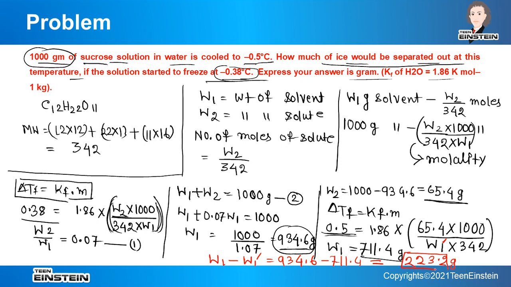Okay, so whenever you get this type of problem, that is, how much ice will be separated, it is better we do the problem in this way: in place of molality we can directly put this formula. Okay.